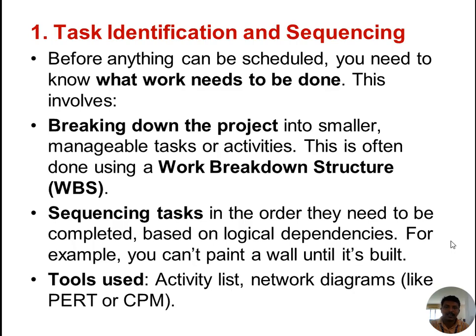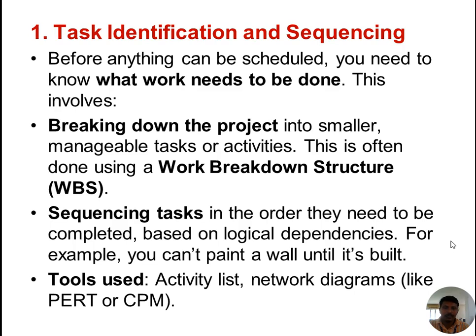And then arranging the activities in sequence. We are sequencing the tasks or activities in the order they need to be completed based on logical dependence. For example, you cannot paint a wall until it's built. It clearly shows the sequence of the activities. It means when the wall is completed, after that painting is possible.